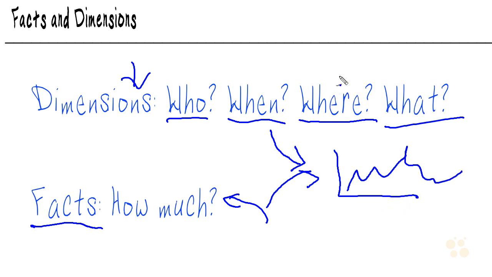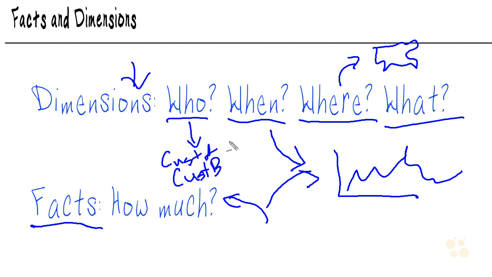Sometimes, though, we could use the where and we get a nice, cool map. This is going to be a terrible example of a map, but then it shades in based on where the majority of those sales were. If we're talking about who, we may have customer A and customer B, and we can compare them to each other in something like a bar chart to see how much our customers were actually purchasing.